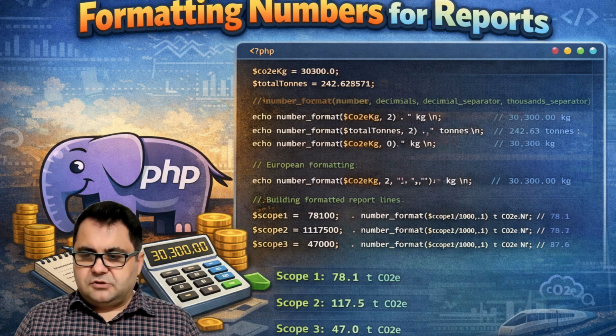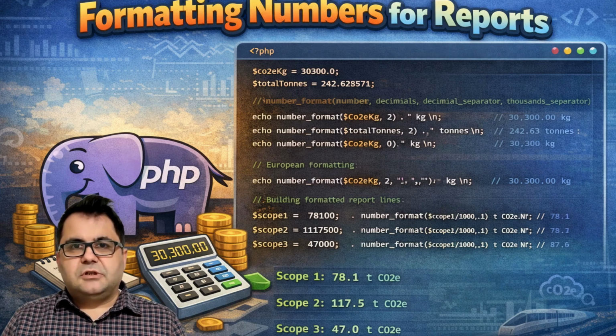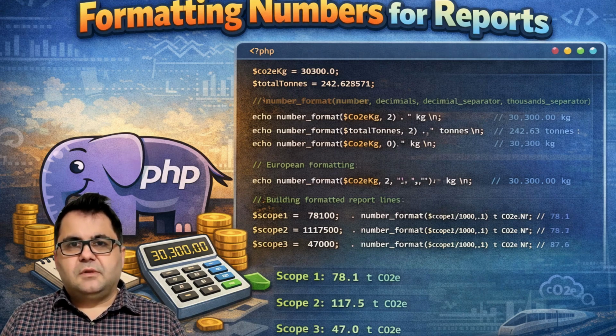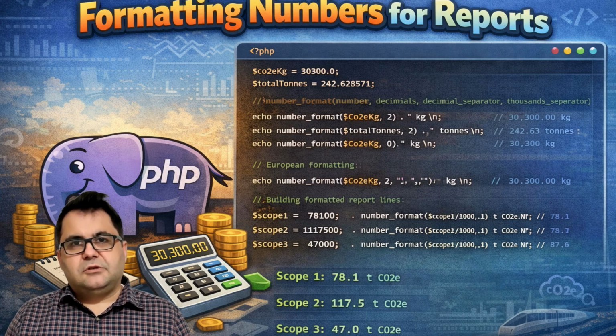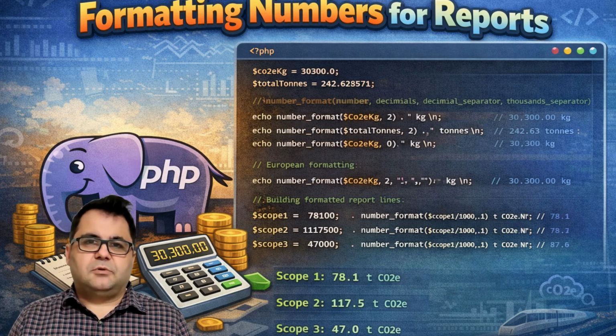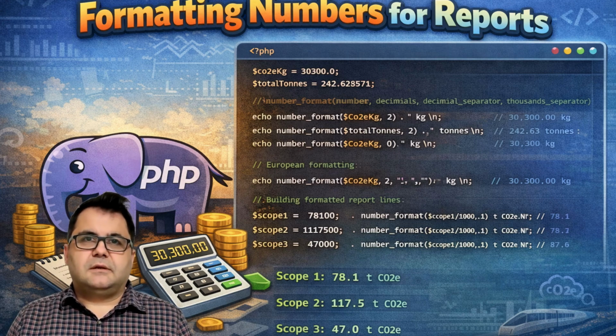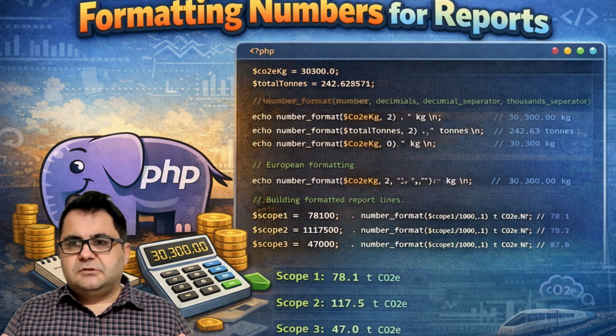When you output numbers in a report, formatting matters. Nobody wants to see 30300.00000. They want 30,300.00. PHP's number_format function handles this. The first argument is the number, the second is decimal places.